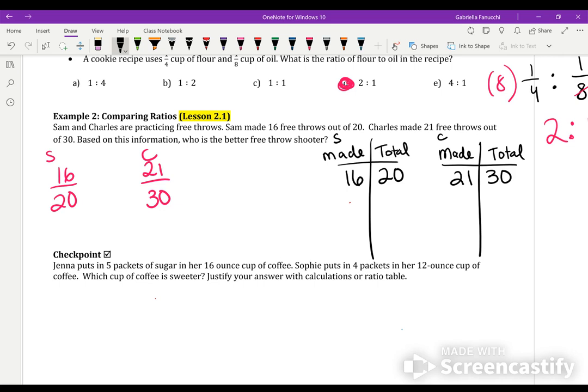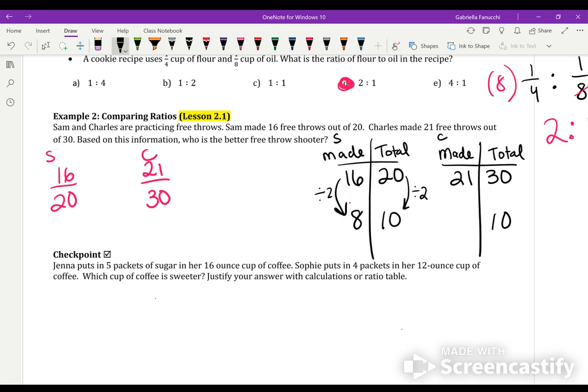Okay, so I know that 20 and 30, let's say I want this to be 10. I want the denominators to be 10. Well, what do I need to do to 20 to get it to 10? Well, I need to divide by 2. But whatever you do to one side, you have to do to the other. So I have to also divide by 2. So what would be 16 divided by 2?